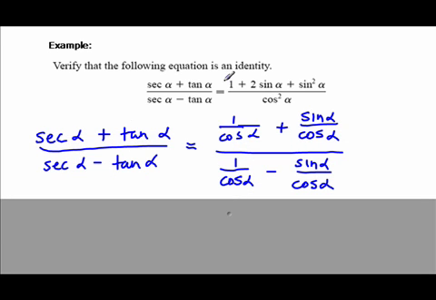I notice over here we're only dealing with sines and cosines, right? So I took the left side and started by simply changing everything to sines and cosines. Secant is the same thing as 1 over cosine. Tangent, sine over cosine. Secant again, 1 over cosine. Tangent again, sine over cosine. And look at that. Common denominator.